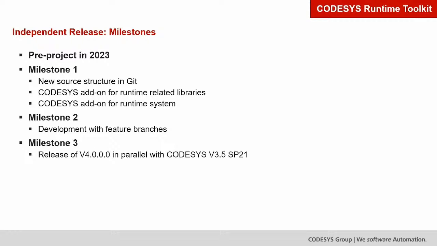And finally, the third milestone is the release itself, version 3.000, which will be in parallel, or at the same time as the IDE release of 3.5 SP21.